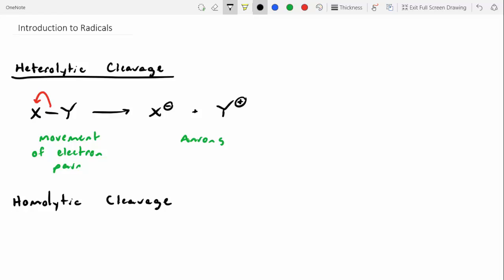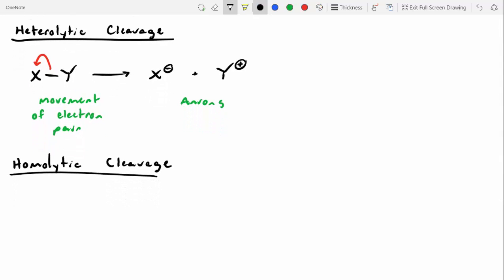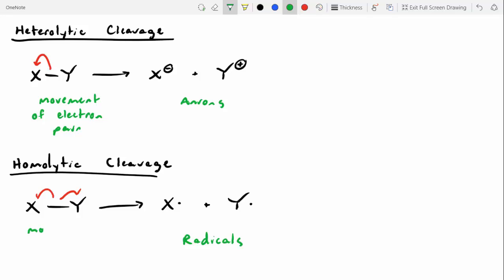What do you think might happen in homolytic cleavage? Yeah, they each get an electron. So in this case, we're not moving a pair of electrons. We're going to move each electron individually. So in this case, I'll show it using slightly different terminology. And to indicate that each atom received one electron, we show them as a dot. So we have X dot plus Y dot. And these are our radicals. And radicals always involve the movement of individual electrons.